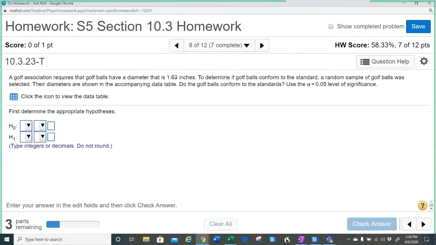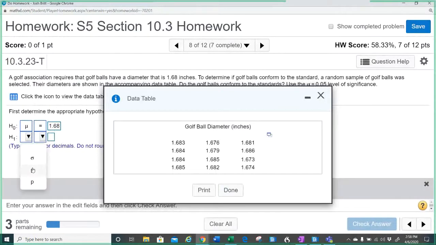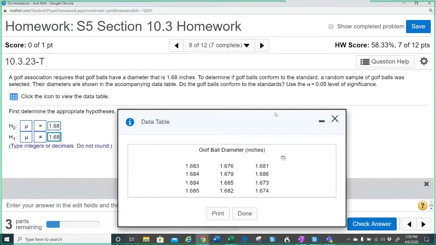Again, this time they want to determine if the diameter of golf balls conforms to the standard of 1.68 inches. So the null is the mean is equal to 1.68, and the alternative is the mean is not equal to 1.68. So it can be more or less than, and since they don't say in this question whether the diameter is more or less than this, you assume that it's going to be a two-tail test.